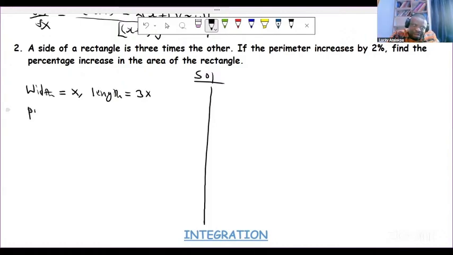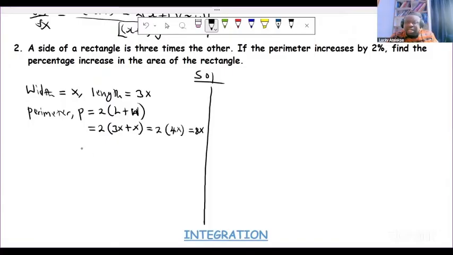We know that perimeter of a rectangle, perimeter P is 2 into (length plus width). So length is 3x, width is x. So this is 3x plus x, that's 4x. 2 times 4x is 8x. Good. So now this is P, that is 8x.